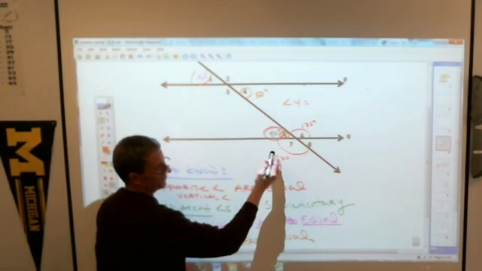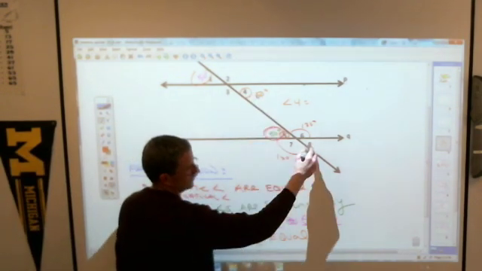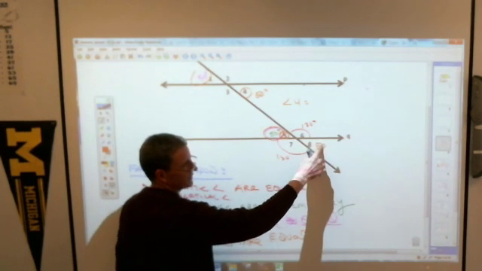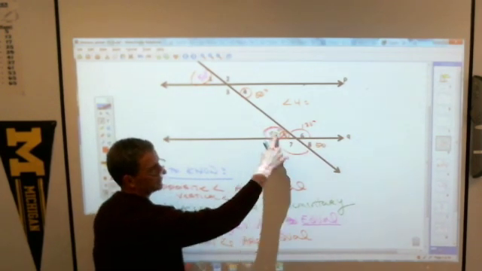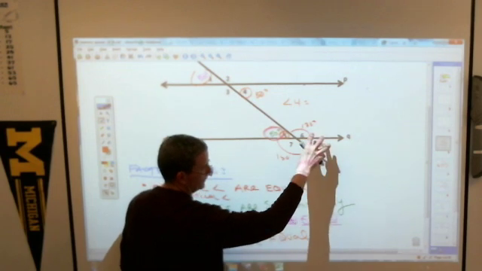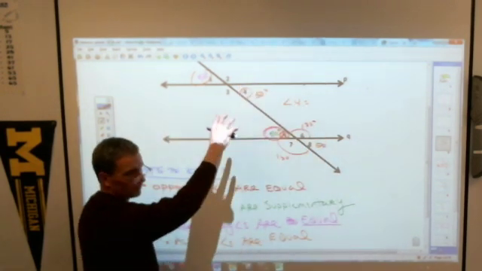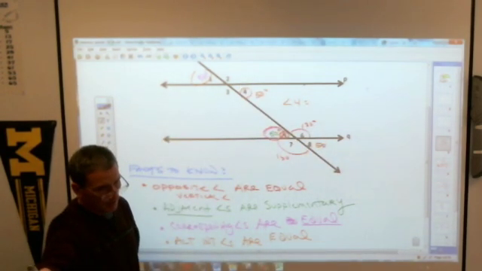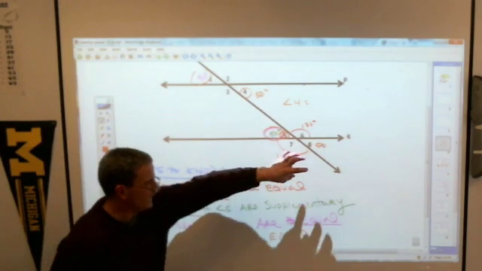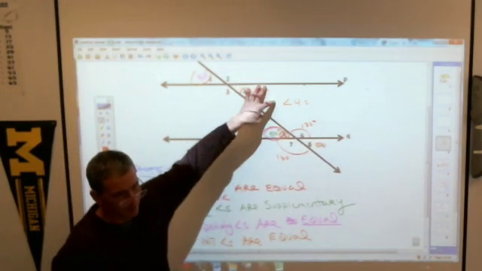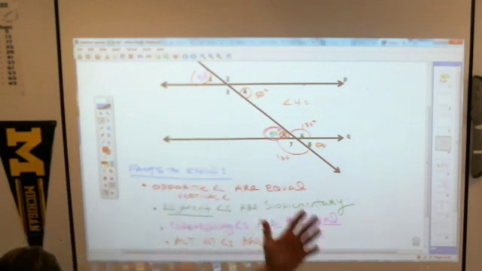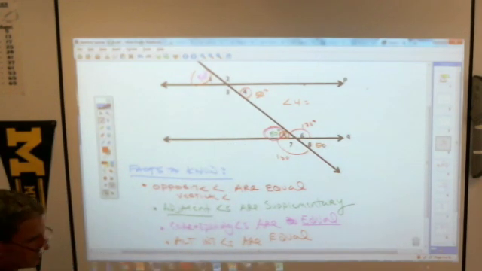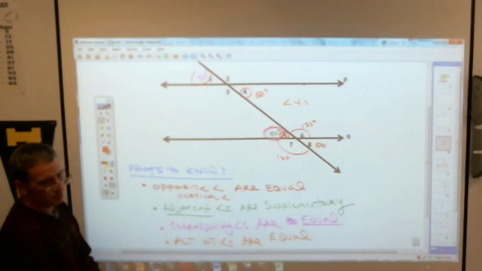You could also say, for another reason, you know this is 50 degrees because angle 8 is 50 degrees. Why is 8 50 degrees? Because it's a vertical angle. If angle 8 is 50 degrees, 4 has to be 50 degrees. Why? Because of corresponding angles. You kind of get the gist of what geometry does.